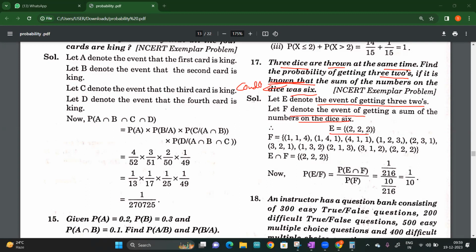Three twos means what? Two, two, two. So this is only one event out of 216. And the sum will be six. What are the chances of getting sum six? 114, 141, 411, 123, 231, 321, 132, 213, 312, 222. These are all the situations of getting sum six. How many are there in total? 10 situations out of 216. So 216 and 216 got cancelled. 1 by 10 is the answer.